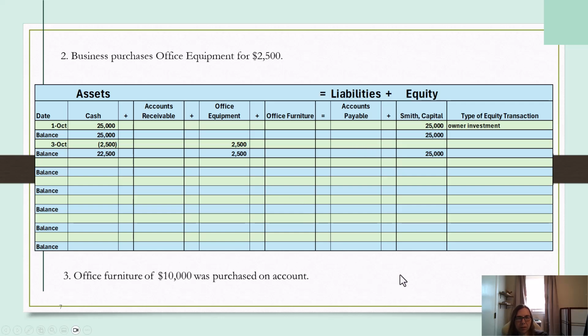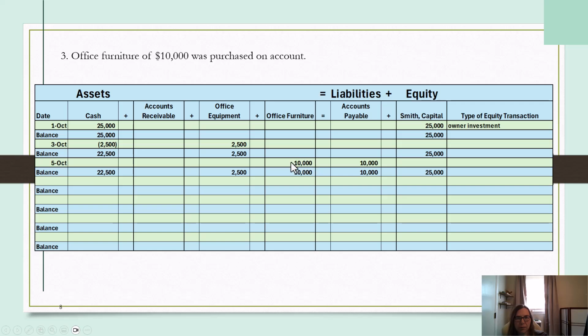So this is what it might look like. You would have $10,000 here under office furniture, and you're adding to the debt of the business. That's why it's a positive number. So you'd have $10,000 here under accounts payable. And then you would bring the cash balance down. You would bring the office equipment balance down. The office furniture balance is just $10,000. Accounts payable is $10,000, and you would bring down the $25,000 as the capital balance.